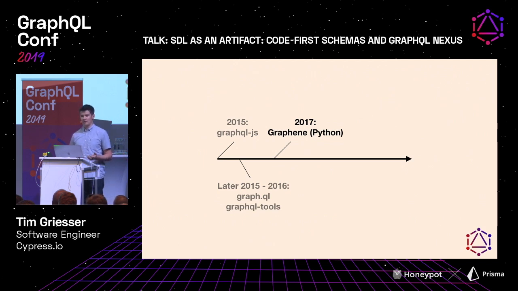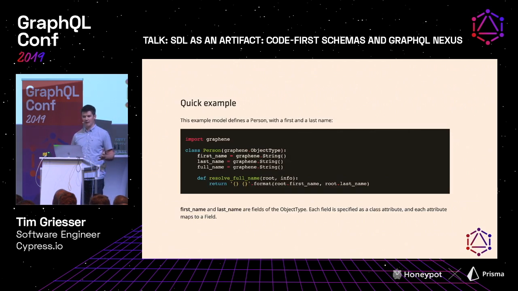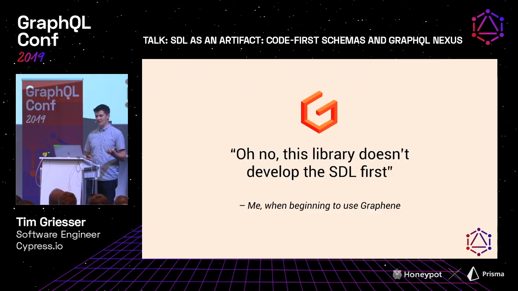But the issue was that it was a Python shop, and I went and looked to see what the available landscape was for that, and came across the library Graphene, which is an excellent library for working with GraphQL in Python. But if you see this, the object type is not SDL first. You're defining it as a native Python object, and then you have a resolve function, and the convention there is to prefix it with resolve underscore, and then the name of the field that you're resolving. But I was like, oh no, this library doesn't do SDL first.